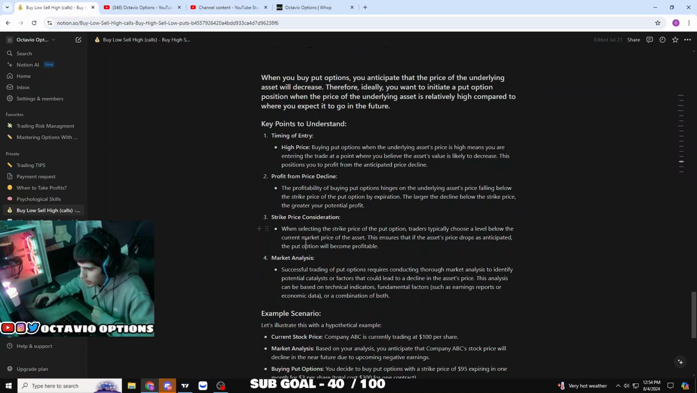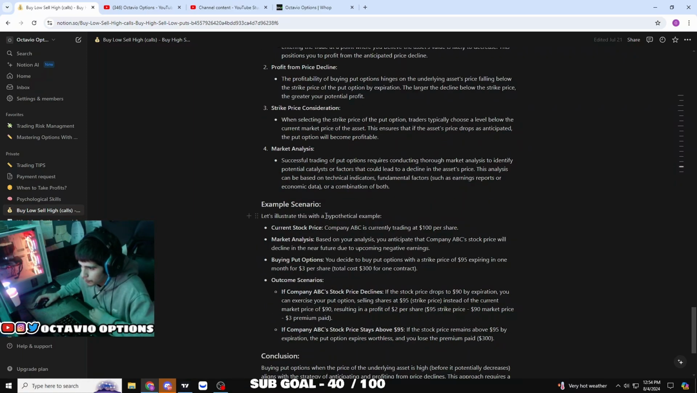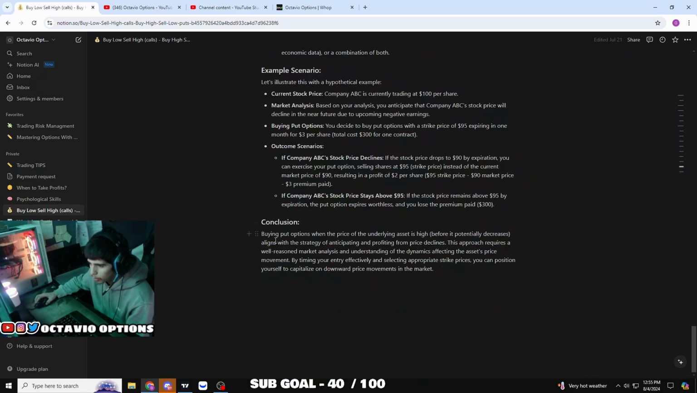Strike price consideration. When selecting the strike price of a put option, traders typically choose a level below the current market price of the asset to ensure that if the asset price drops as anticipated, the put option will become profitable. Exactly. That's one. And number two: successful trading of put options requires conducting thorough market analysis to identify potential catalysts or factors that could lead to a decline in the asset price. This analysis can be based on technical indicators, fundamental factors such as earnings reports or economic data, or a combination of both. Exactly. And then this, we already went through an example, and then we can go through the conclusion.